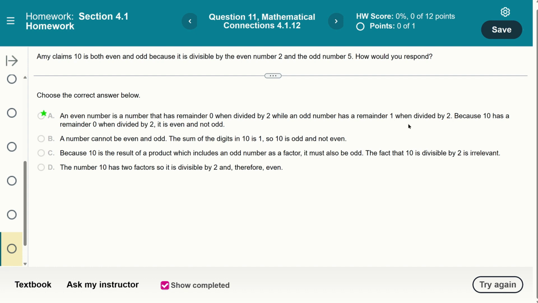Think about that fact and try it out for yourself. Just write any odd number down and divide it by 2. You're going to see that there's always going to be a remainder of 1. And of course, 10 has a remainder of 0 when divided by 2. It is even and therefore not odd.